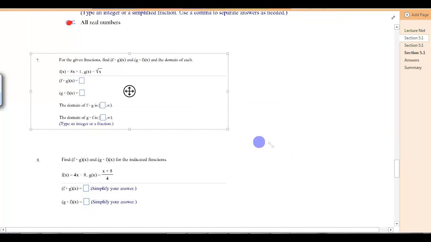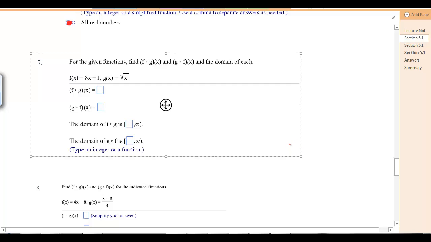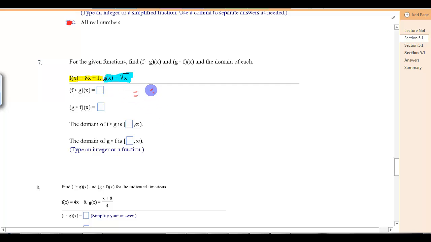All right, let's make this one a little bigger. We've got f of x is equal to 8x plus 1, and g of x is the square root of x. So f of g means we're going to take this g and put in there. So we're going to have 8 times the square root of x, plus 1. And g of f means we're going to put f inside here, and we'll have the square root of 8x plus 1.